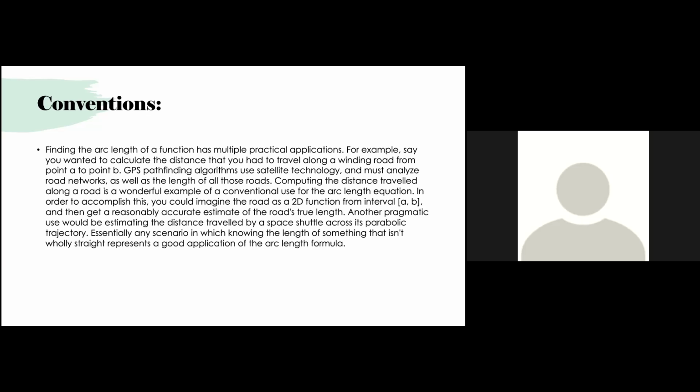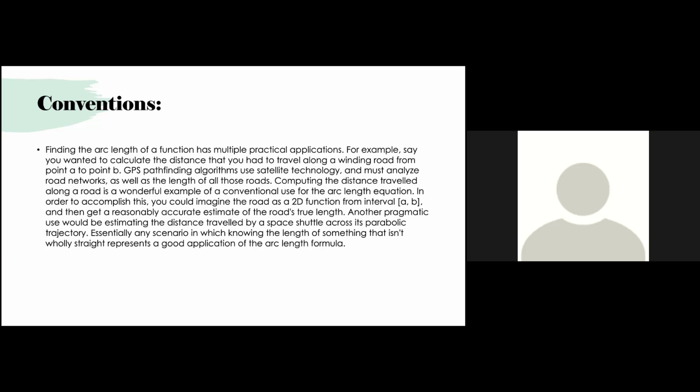GPS pathfinding algorithms use satellite technology, and they have to analyze road networks. And of course, they have to tell you the distance between certain lengths of the road, where you are and wherever you want to go. This makes for a wonderful example for conventional use of the arc length equation. To accomplish this, you can imagine the road is a 2D function over that interval, and then using the formula, you could get a reasonably accurate estimate of the road's actual length.